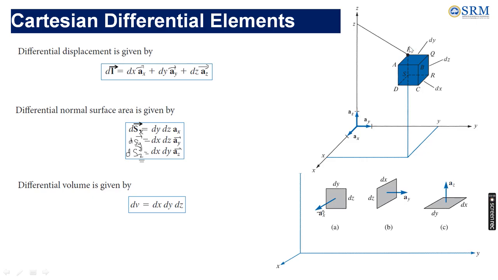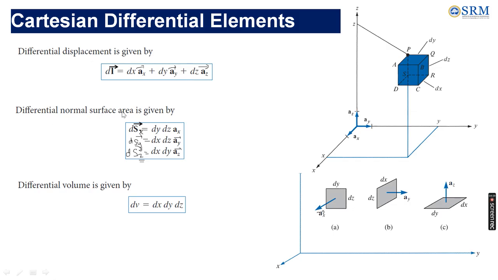Now let us see the differential length. We already considered a point P in this coordinate system. Now I am going to consider the differential length. The x point is increased by dx, the y point is increased by dy, and similarly z by dz. So I will get a differential surface area and a volume like this. The differential length is equal to dx ax cap plus dy ay cap plus dz az cap.